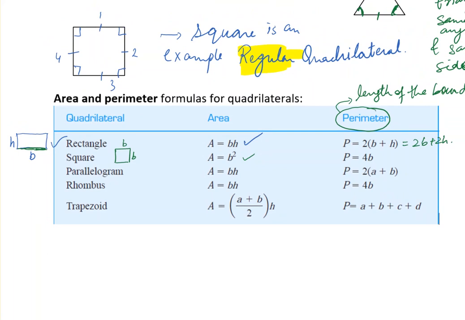Next we have the parallelogram. In a parallelogram, the opposite sides are parallel. For example, the opposite sides are parallel, and opposite angles are equal. If you have one of the bases being B and the vertical, perpendicular height H for a parallelogram, then the area is given by B times H.